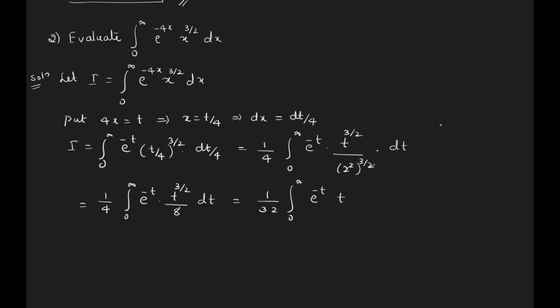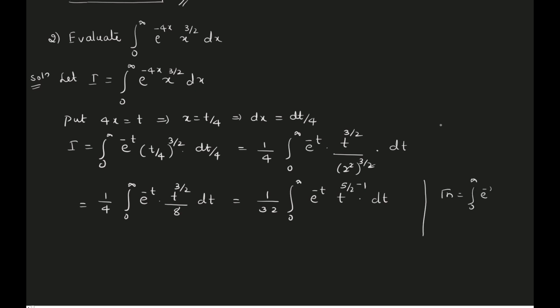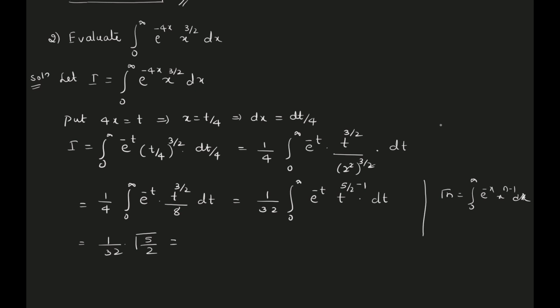Now, I want to express this in some standard form. I want to write 3 by 2 in the n minus 1 form. So n minus 1 means 5 by 2 minus 1. Let's check. 5 by 2 minus 1, take the LCM, 5 minus 2 by 2, which is 3 by 2, dt. So again, we are using the gamma n formula: integral from 0 to infinity of e raised to minus x, x raised to n minus 1 dx. So according to that, it is 1 by 32 into, what is your n here? n is 5 by 2, gamma of 5 by 2.